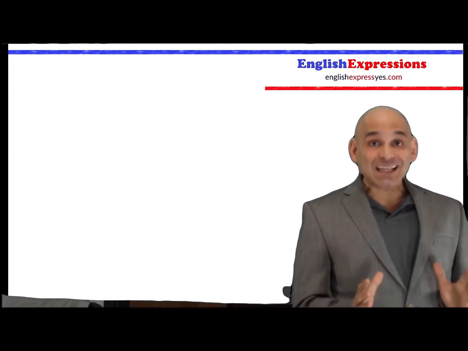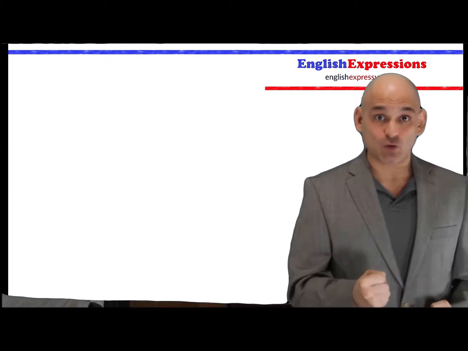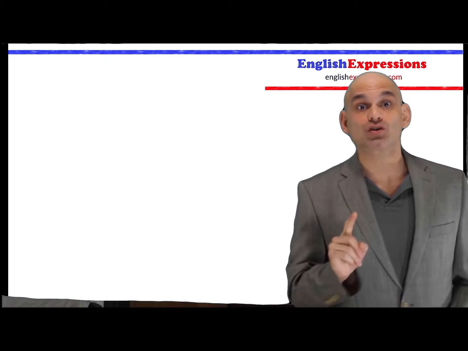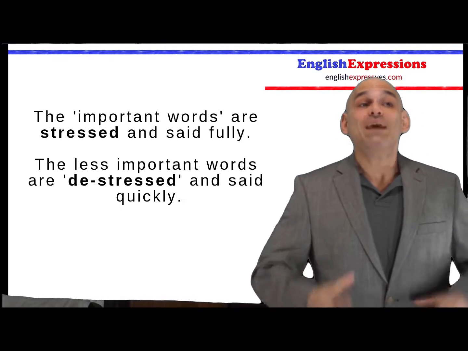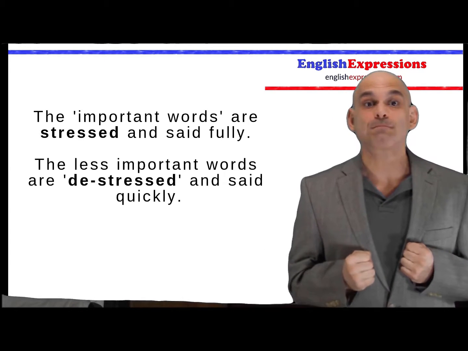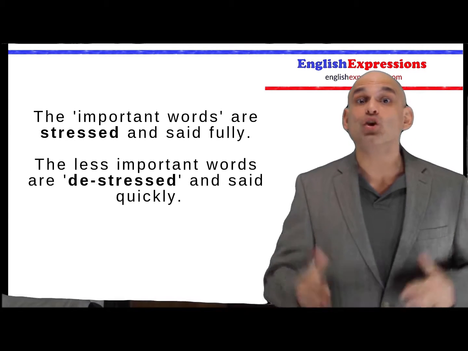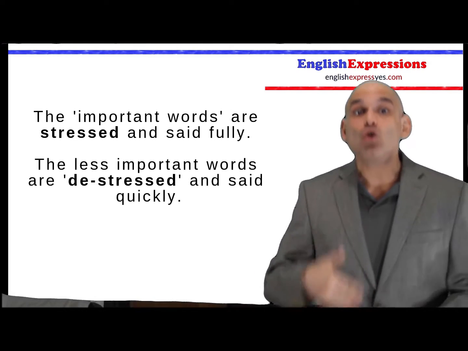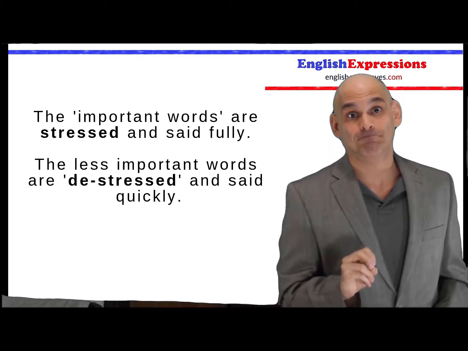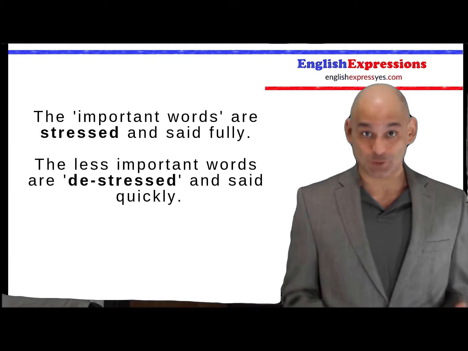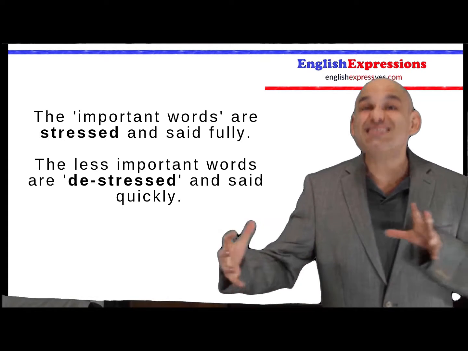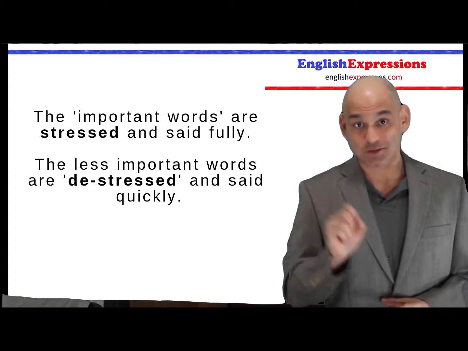Now, because English is a stressed language, that means some words, the important words, are stressed. We say the important words with power, with more emphasis. But other words, we de-stress. We want to say them quickly, and we do not say them properly. We make mistakes when we say them. But native English speakers all make the same mistakes when they speak them.